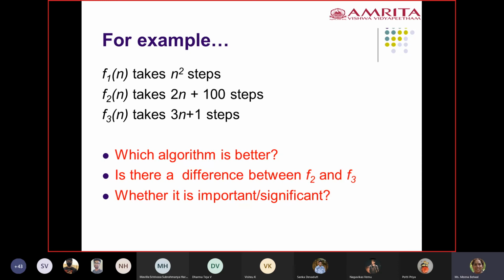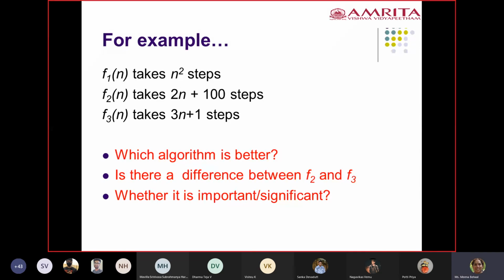To ignore such situations, we will drop the constant term. We will say 3n is also n, and 2n is also n. We have already made this assumption, right? But if somebody asks me, if n is 1 million, then 2n is going to be 2 million and 3n is going to be 3 million. Should I really ignore the difference between 2n and 3n? That's the question.